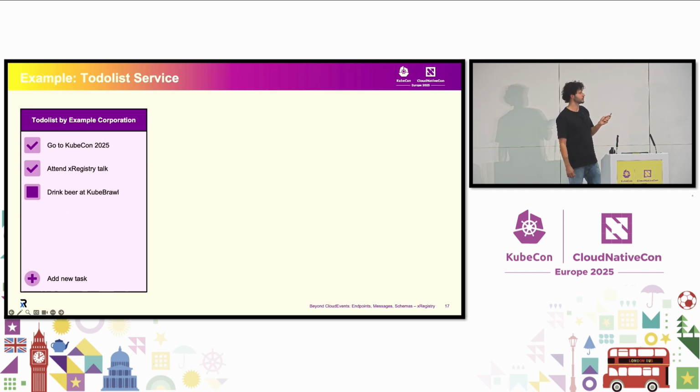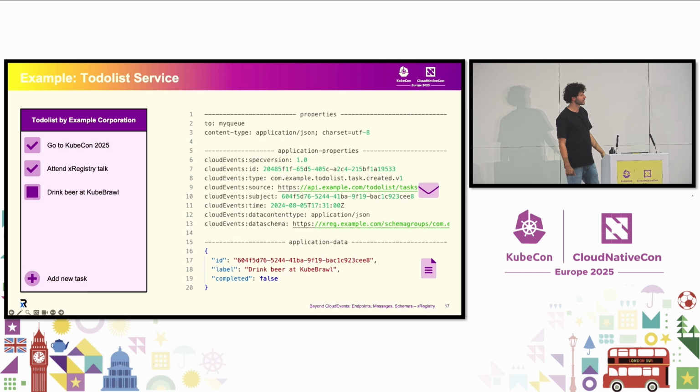We'll name it KubeCrawl. You can do that in a few minutes' time, but just creating that task created an event in the background as well. So we have a cloud event. It's the same cloud event I showed you before, where you have your metadata up top, the envelope, and you have your letter in the bottom where you can see the label is drink beer at KubeCrawl, and it's not completed yet. Now let's imagine, let's jump 2 hours in the future.